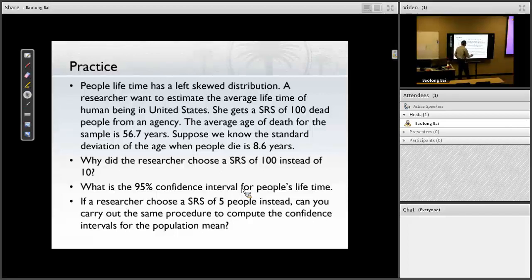So the question is, why do we choose a large sample size? We use n equal to 100. Okay? So think about the process, think about the scenario, identify the sample and the population. The sample will be the 100 dead people, their age of death, right? And then the population will be basically all humans in the United States. So this is our sample, and this is our population.